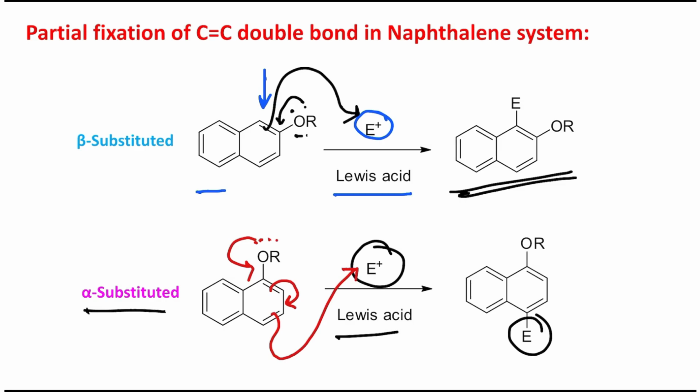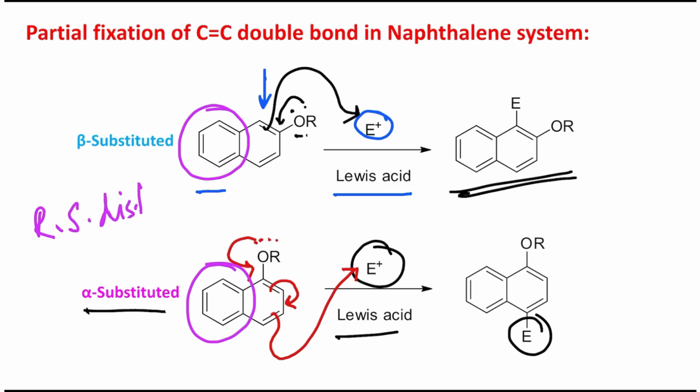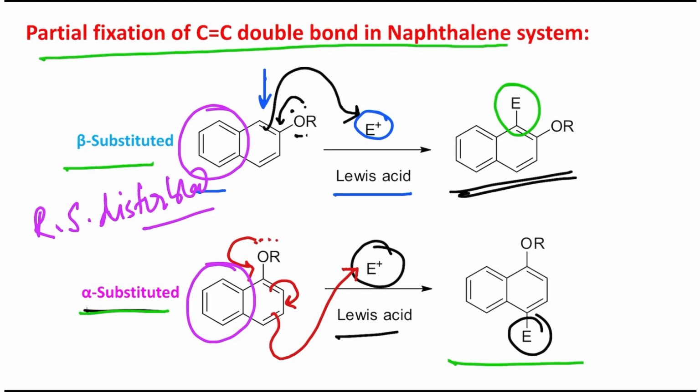Why does this happen? Because you can see here I haven't disturbed the resonance stabilization of this benzene nucleus. If you do resonance involving this benzene nucleus, then the resonance stability of this benzene nucleus will be disturbed. That's not a good thing. So this side will not be involved. Because of resonance, you can see why the beta-naphthol derivative is selective for ortho, whereas the alpha-naphthol derivative is selective for para, and this concept is called partial fixation of carbon-carbon double bond in the naphthalene system.